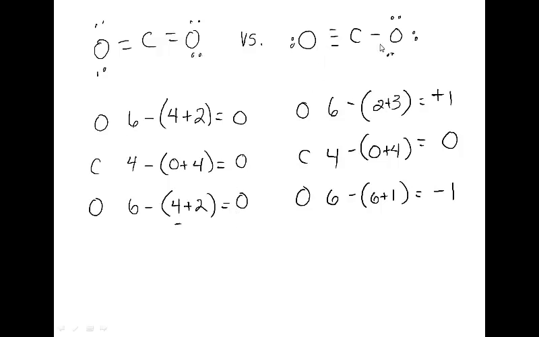Do the same thing for the structure on the right. The structure on the right is not valid. Why? Because oxygen is very electronegative and should not have a +1 formal charge. So this guy is the more valid structure. You will notice I'm not saying right or wrong, I'm just saying it's more valid. And it's more valid based on formal charge.